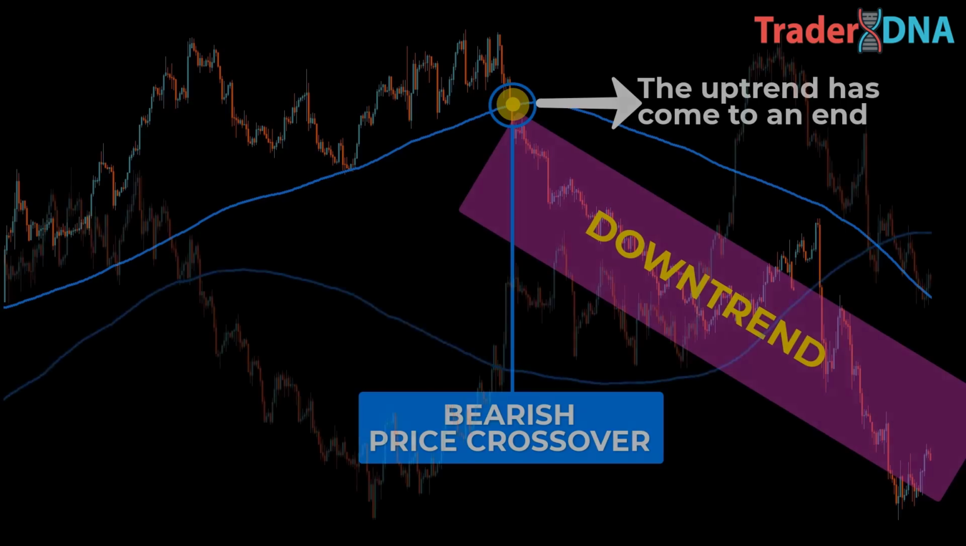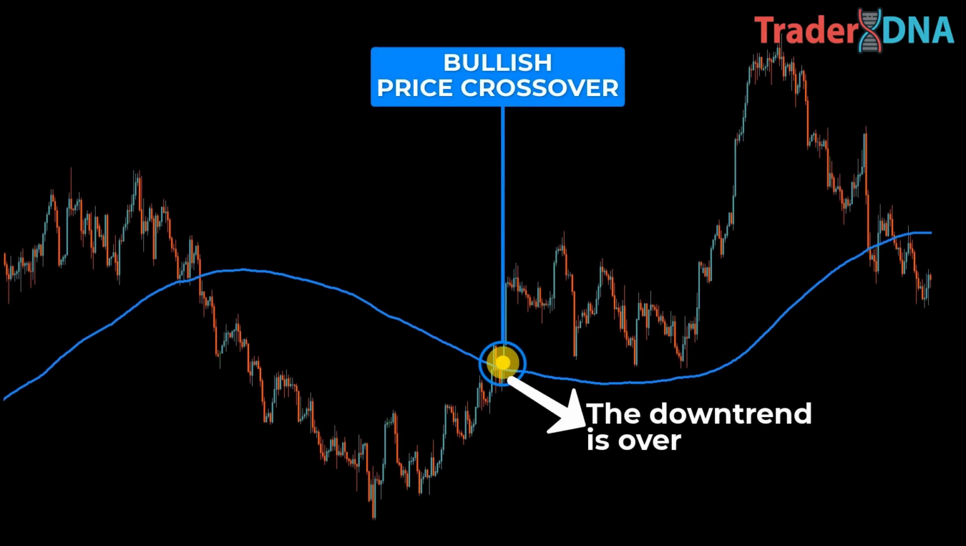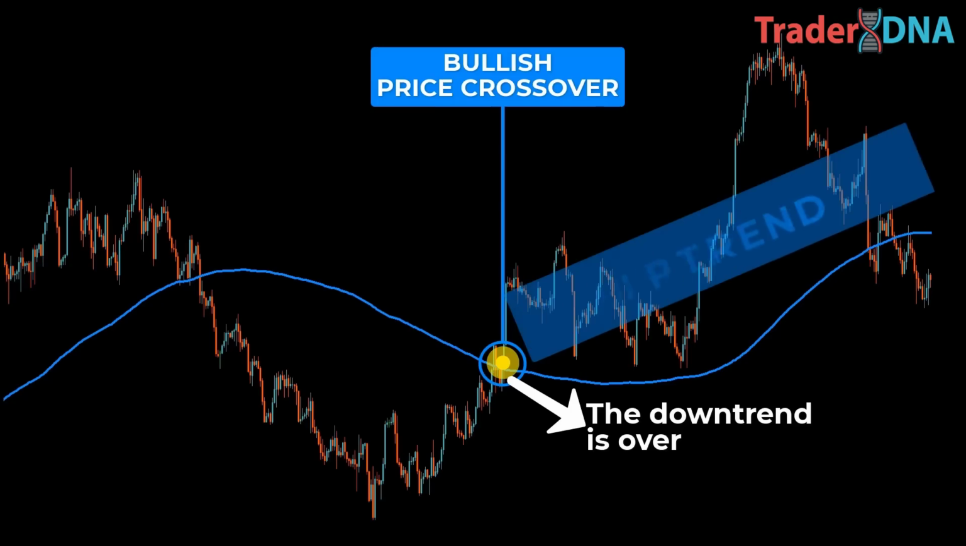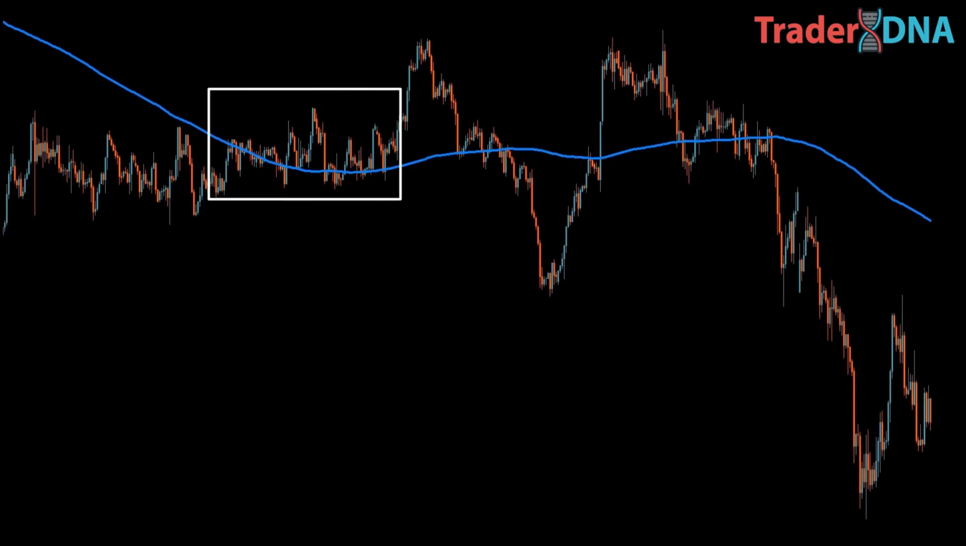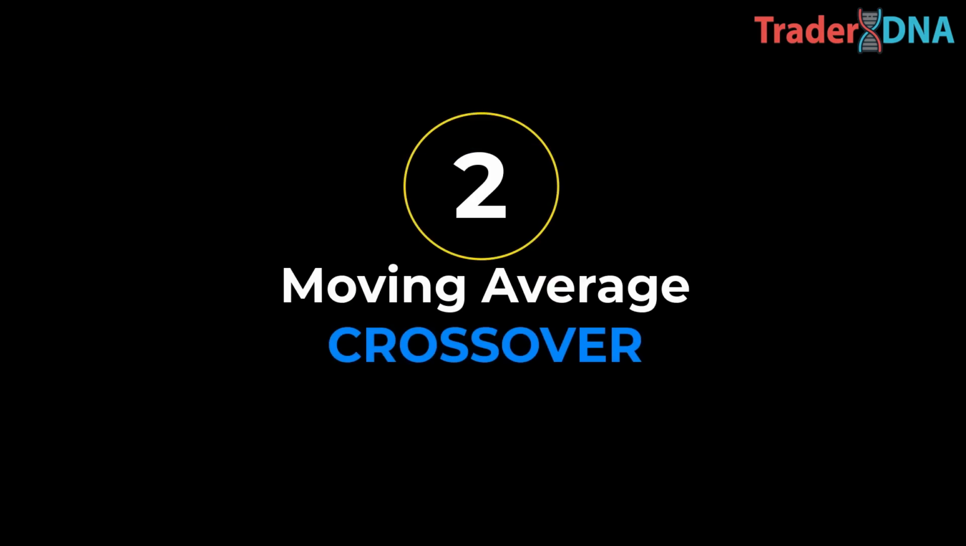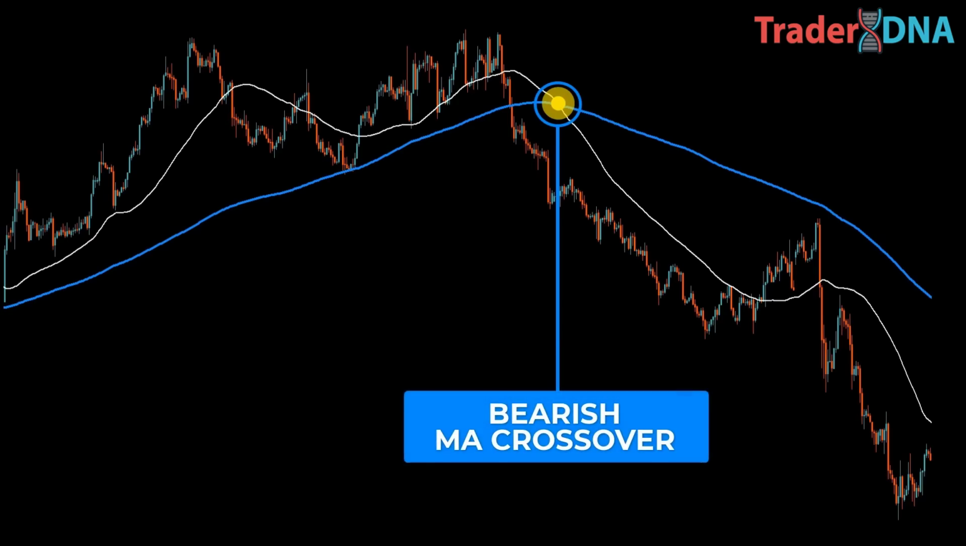On the other hand, when the price crosses above the moving average from below, it suggests that the downtrend is over and a new uptrend is starting. This crossover signals a bullish reversal. However, keep in mind that not all crossovers are reliable signals, and many of them can turn out to be false signals. To minimize the risk of these false signals, we can also use a moving average crossover strategy, which typically involves waiting for confirmation from additional indicators or multiple moving averages to increase the reliability of the reversal signal.